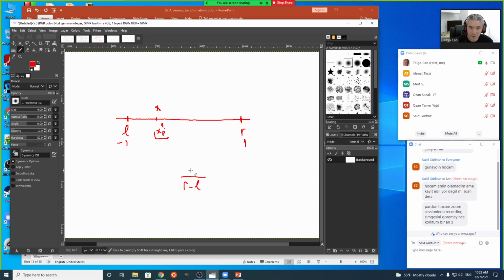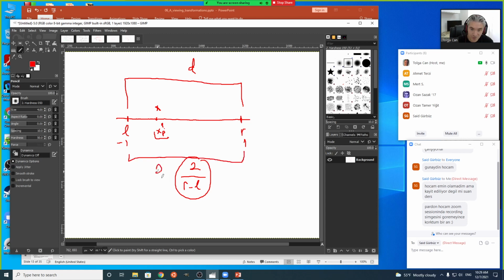Now the distance is 2, so the X should be scaled with this amount, 2 divided by R minus L, because whatever the previous distance D was, it's now going to be a distance of 2, and this previous distance D is just given by R minus L. So the scaling, the stretching of the coordinates in this line is basically 2 divided by R minus L. Or you could find it also like this.